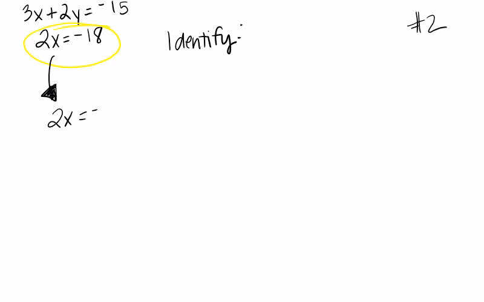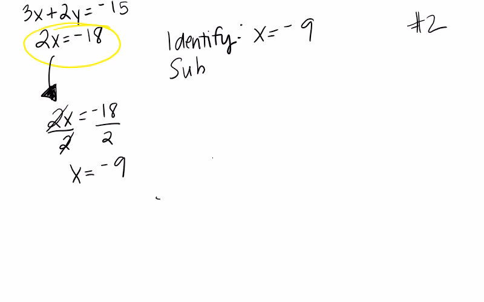So we have 2x is equal to negative 18. Right now we're multiplying x by 2, so we need to divide by 2. And what we do on one side, we do to the other. 2 divided by 2 gives us x on this side. Then we have negative 18 divided by 2, which gives us negative 9. So our known variable is x is equal to negative 9.